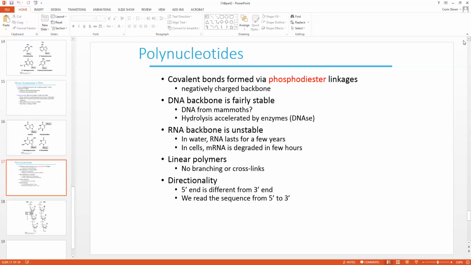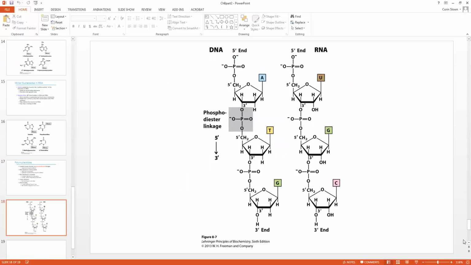So these are linear polymers. There's really no branching or cross-linking. And there's directionality. So the 5' end is different from the 3' end, and we tend to read from 5' to 3'. So this gives us an example of what that looks like.